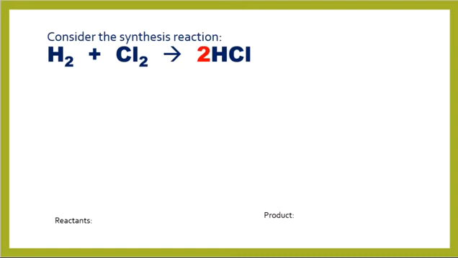Let's take a look at a chemical reaction where hydrogen and chlorine combine to form hydrogen chloride. You can see based on the balanced equation that the reactants are present in a 1-to-1 ratio while the product has a coefficient of 2.